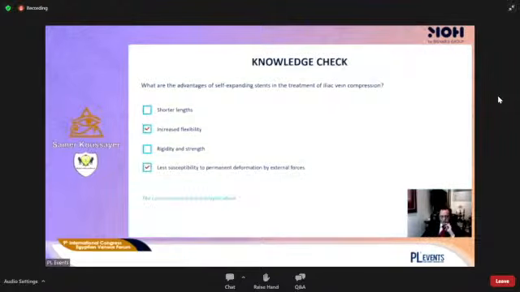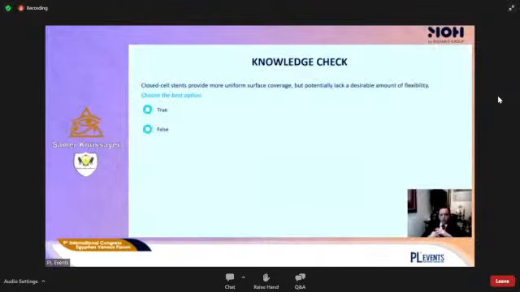The answer would be B and D. Closed cell stents provide more uniform surface coverage, but potentially lack a desirable amount of flexibility. No, this is wrong. This is the opposite. This is the closed cell. Yes, this is correct. The open cell is the opposite. So closed cell, yes, gives us uniform surface coverage, but less flexibility, whereas the open cell provides less uniform surface, but gives us more flexibility.